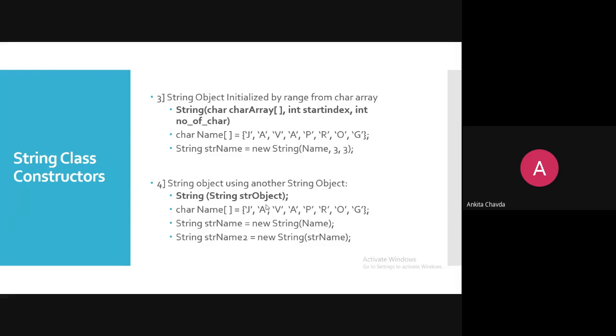Then again, here you can give the starting index and the number of characters. Suppose you have one whole character array like Java Pro, but I want from the third index only 3 characters. So what will I get, can anybody tell me? Starting index is 3 and number of characters is 3.